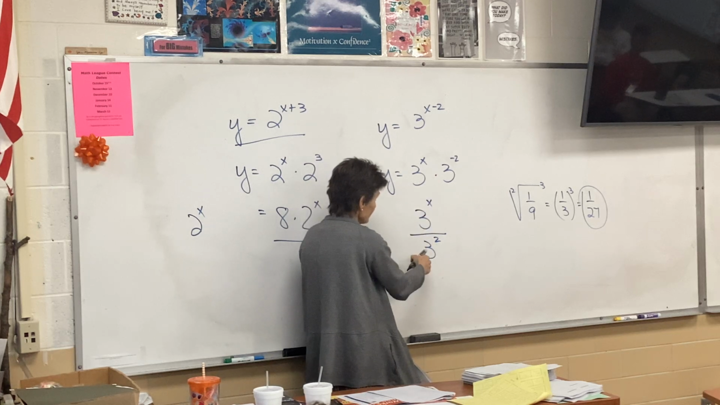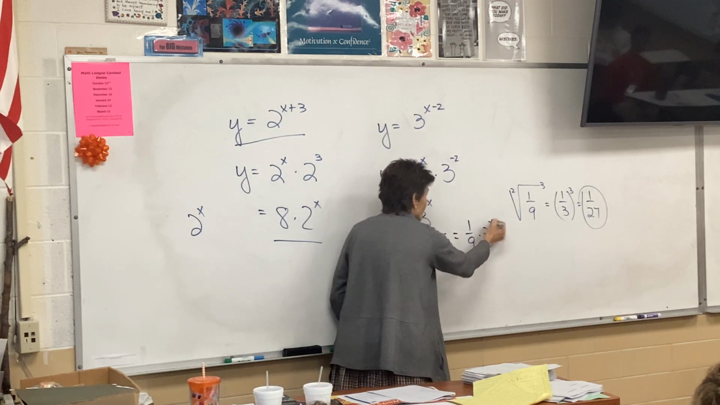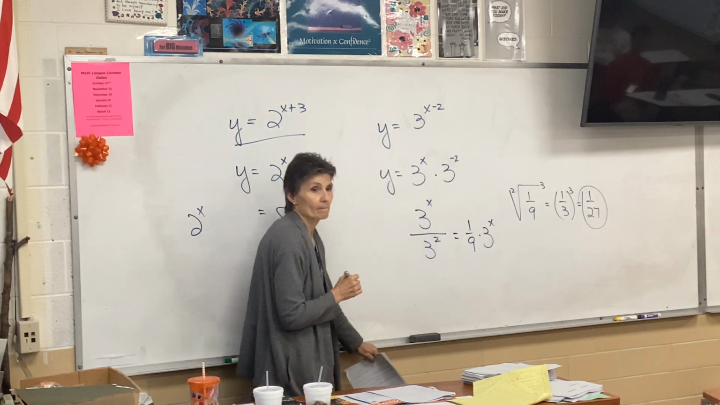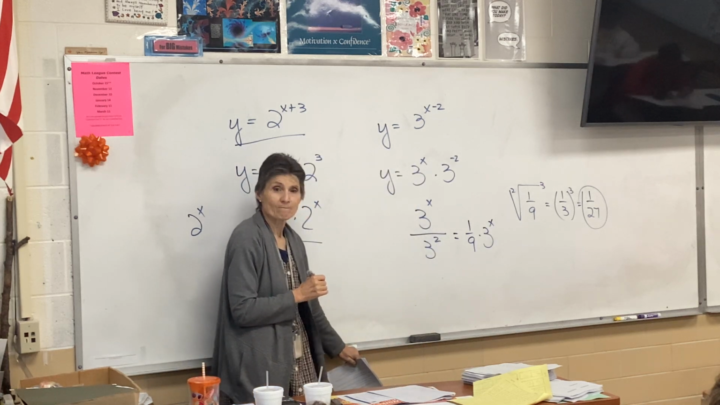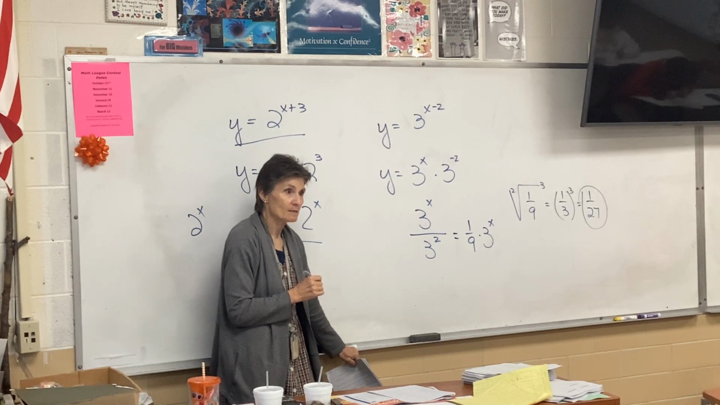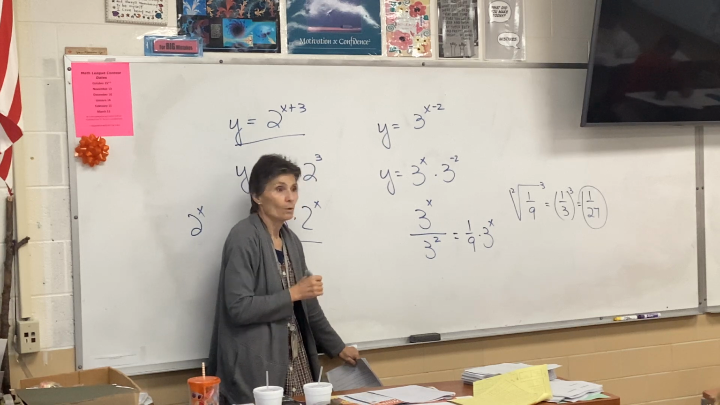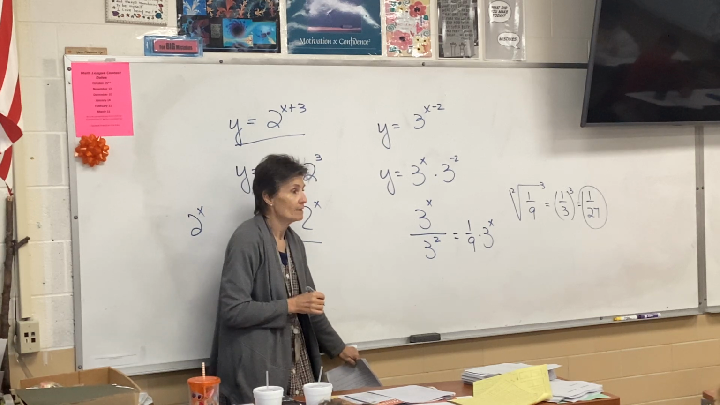Well, when I look at it this way, if I have a 3 squared in the bottom, isn't that 1/9 times 3 to the x? So what is my vertical dilation? I'm multiplying my y's by 1/9, or dividing my y's by 9.